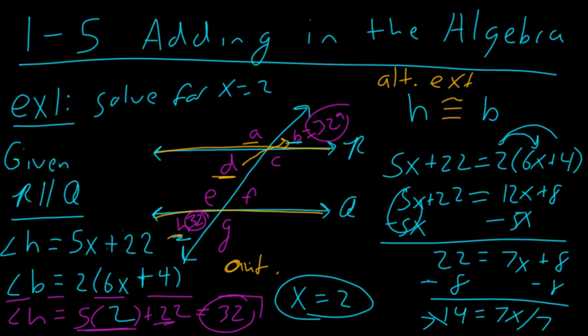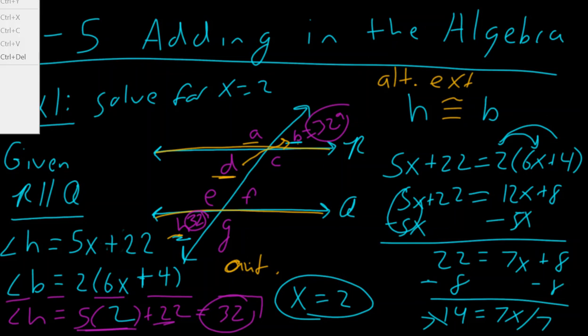And of course, we even know from there we can find out the rest of the angles by subtracting 180 minus 32. All right, let's move on to our next example. Pause it if you need to take the notes.